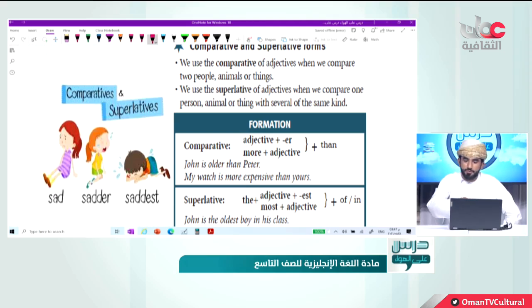We use the comparative adjectives when we compare two people, animals, or things. You've got two people, 1 and 2. For example, Mr. Abdullah and Mr. Ismail, right? And you want to compare these two teachers in terms of, let's say, size, or height, or appearance, the way they look, right? So you compare these two gentlemen in terms of those things. You compare two things. Can we compare one thing? No, we cannot. You have to have two things. Am I right, students? Yes.